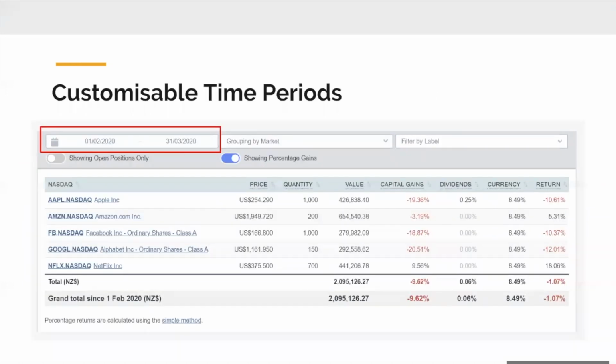And just to illustrate this point, this is a portfolio containing some US tech stocks. It's in a New Zealand portfolio, so this is looking at returns from a New Zealand perspective. I've adjusted the date range here, so we're reporting from the 1st of February through to the end of March. That's basically capturing all of the market turmoil around the coronavirus pandemic.